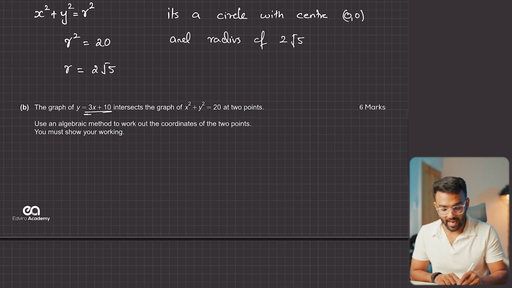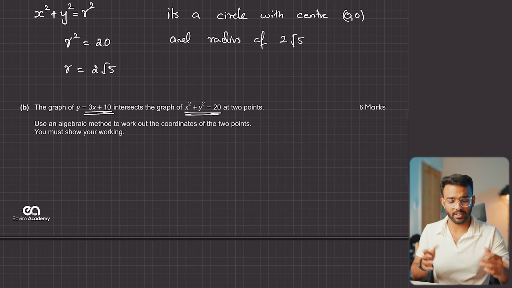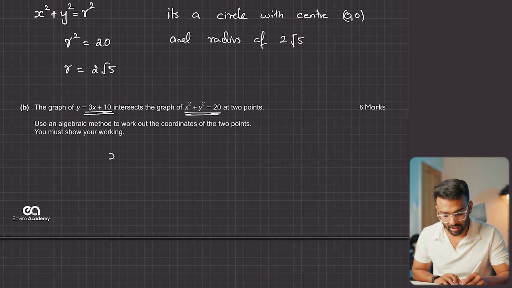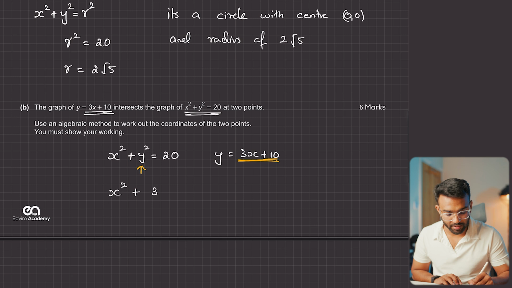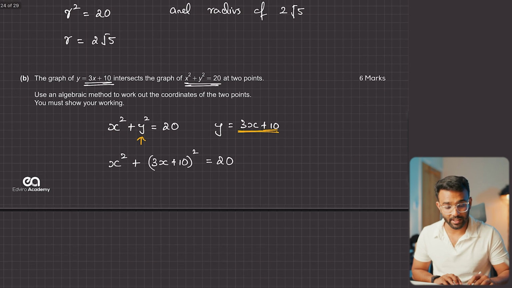The graph of that, which is a line, intersects at 2 points. Use an algebraic method to solve it. This is a simultaneous quadratic equation. Simple. x square plus y square equals 20. And we have y equals 3x plus 10. All we are going to do is substitute that instead of this y. So we have x square plus 3x plus 10, the whole square, equals 20.